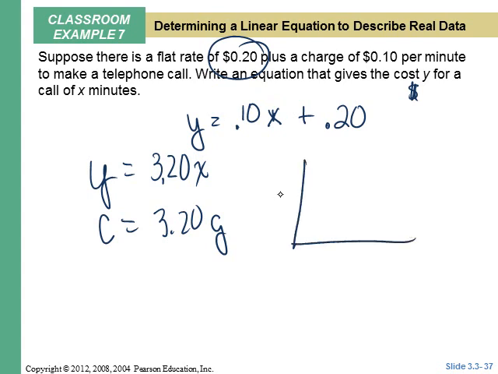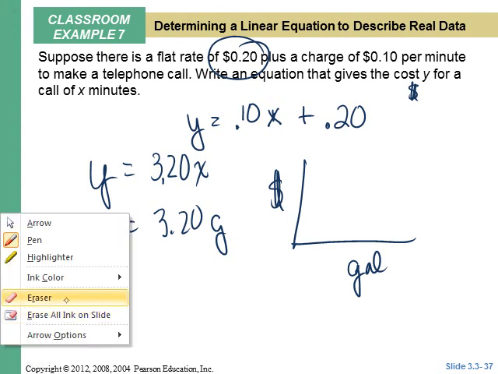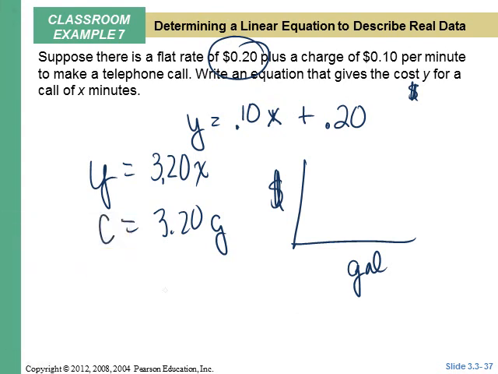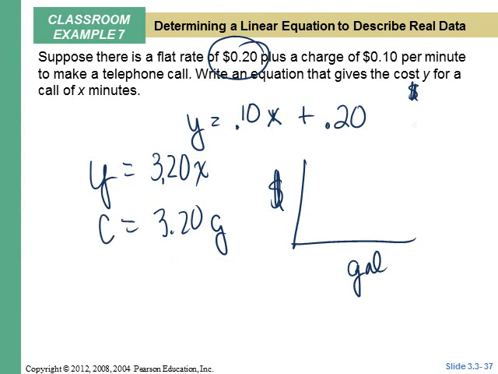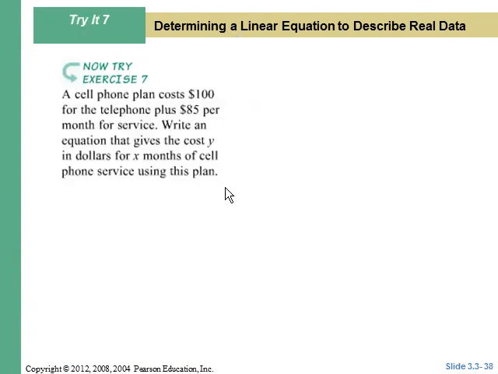And then our vertical axis would be dollars, and our horizontal axis would be gallons. And this one that was our problem that we're doing in example 7. If we were going to graph that, I'm going to change pen colors here. Let's use this color. Our y is cost, dollars, and our x is minutes. Okay, you do this one.